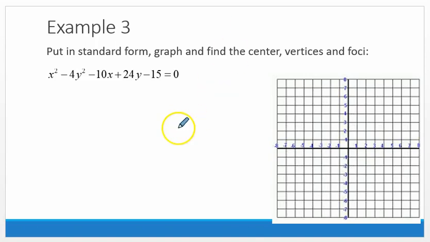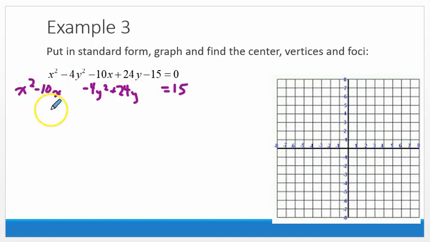So here's our last example where we're going to go through that completing the square process again. First requirement is I need to group together the x terms. So x squared minus 10x. I'm going to leave a space for completing the square. And then I've got a minus 4y squared plus 24y. And I'm going to move the -15 to the other side of the equation. So it'll say equals 15.